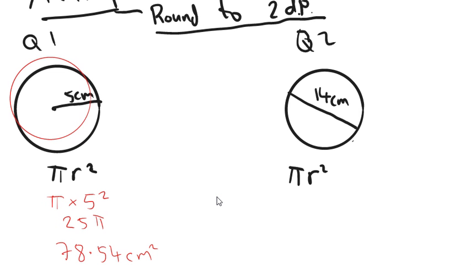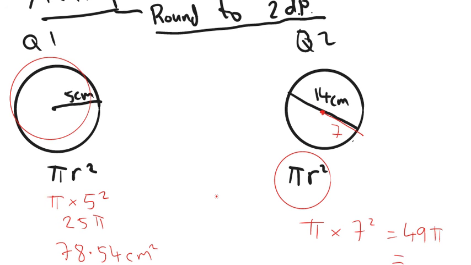The second question then, so what you should have done, hopefully, we don't want the diameter. The diameter is no good to us with this formula because the formula is pi r squared. So the radius then has to be 7 because if the diameter is 14, we divide it by 2, we get 7. So we're going to do pi multiplied by 7 squared here. So if I put that into the calculator, first of all, it's going to give us 49 pi.